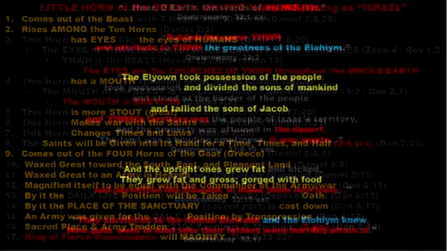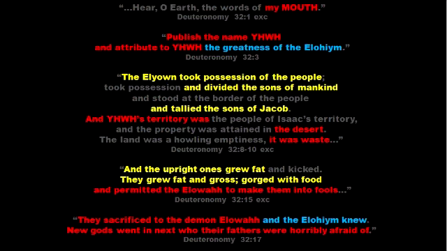So when we read Deuteronomy 32 verses 1 through 3, where it says, "Hear the words of my mouth, O earth," we know it's talking about Babylon, because the mouth is the lion and the lion is Babylon. Deuteronomy 32 is telling us that Babylon wants the earth to hear its words. And then it says, "Publish the name Yahweh and attribute to Yahweh the greatness of the Elohim." It was Babylon that published the name Yahweh, and that is when the Israelites began worshiping the false god.